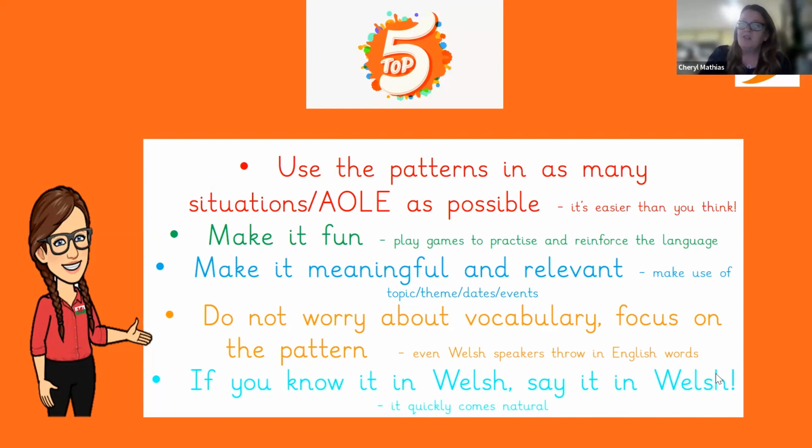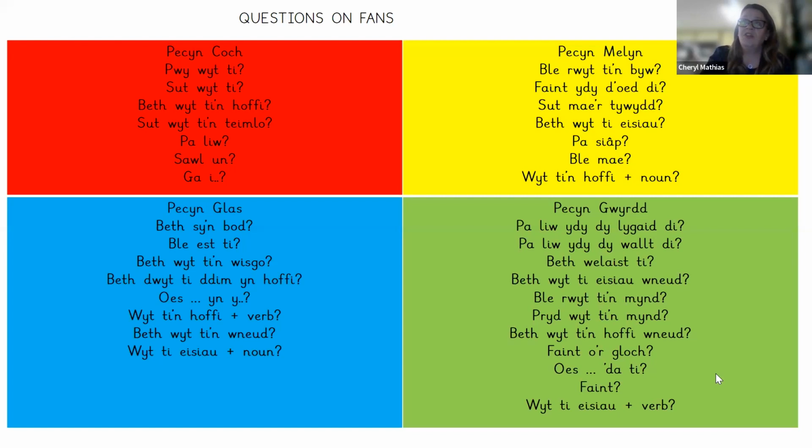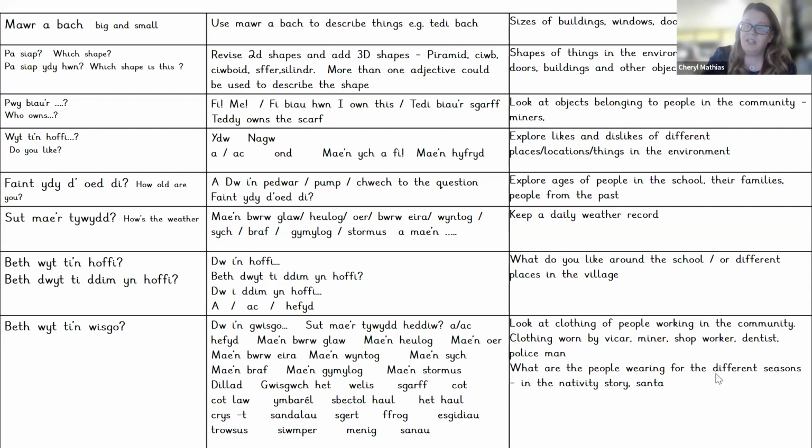So at the moment, we are concentrating on the fans that are in the EAS pack, and there's a pack of fans per year group. Nursery is Coch, Reception Melyn, Year 1 Glas, Year 2 Gwyrdd. And what we've done in staff meetings is I have given them a copy of the patterns and given examples of how you could use it, with the vocab contained within it. And then we've had a little chat of how you can use it in your topic.